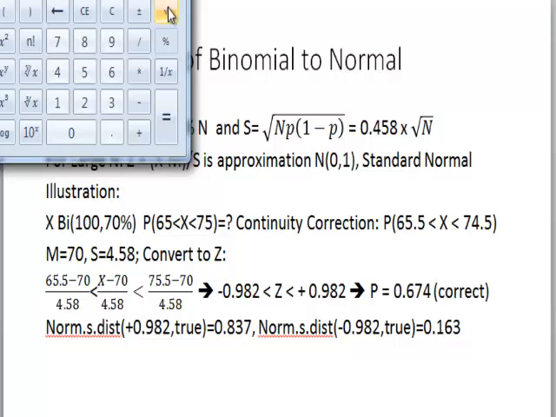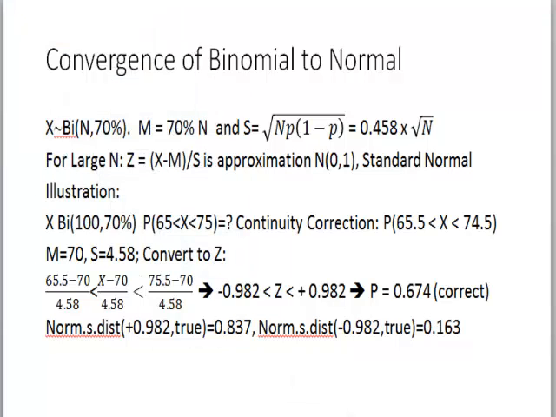So it's 0.45825575 and so on. Anyway, to 3 decimal places it's 0.458. So the standard deviation is 0.458 times the square root of n.